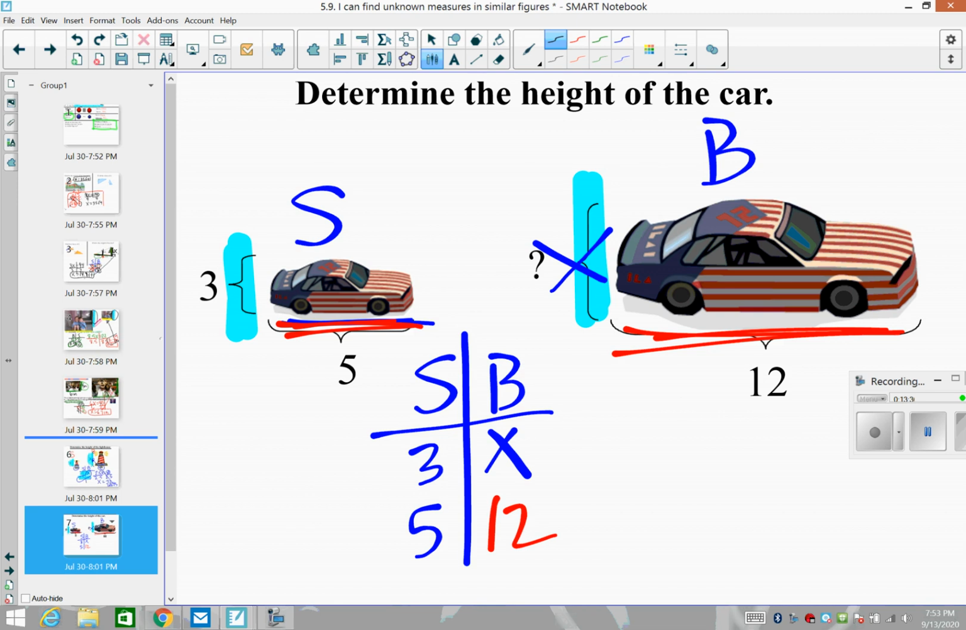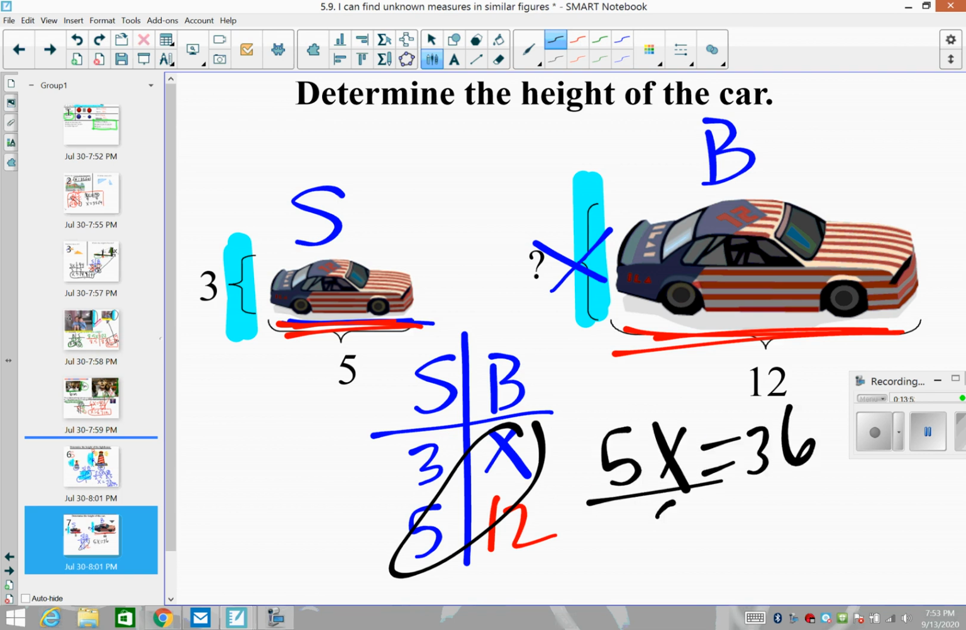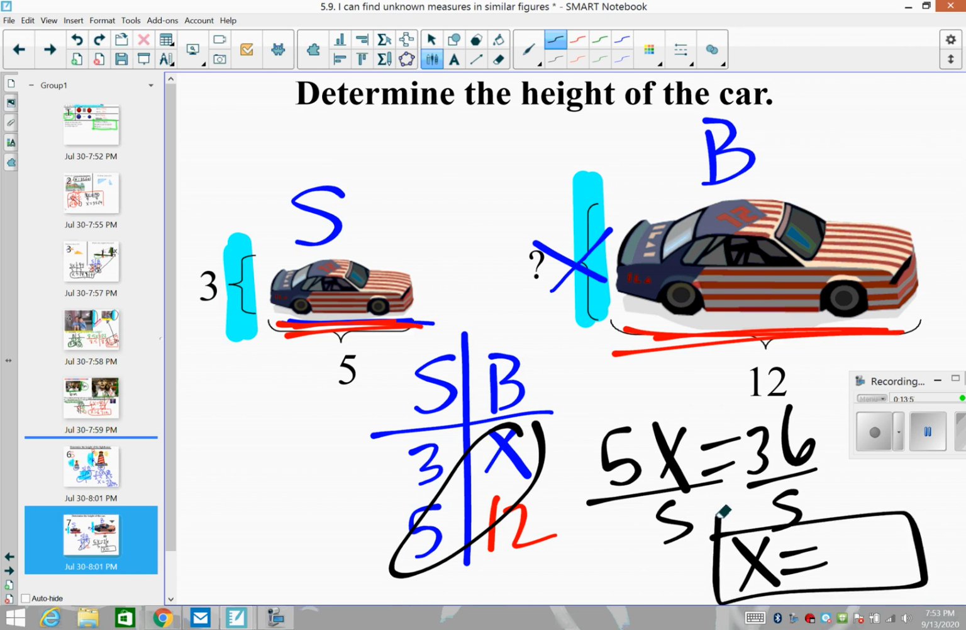Now that we have them lined up, we take cross products. So we get 5x. Well, maybe we do. We get 5x equals 36. Divide by 5, copy, paste. What we're looking for is the height of the car. Again, units aren't listed, so we will assume feet again. So we have 36 divided by 5 gives me 7.2, and we'll just call it units because I'm not quite sure which is being represented. I assume feet. So the height of that car is 7.2.